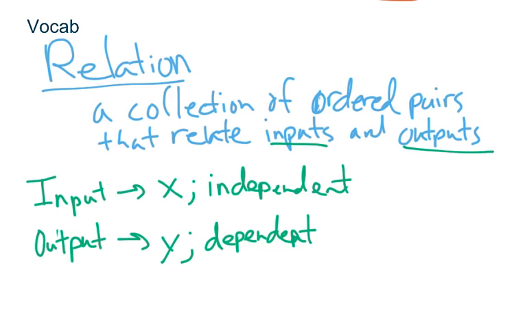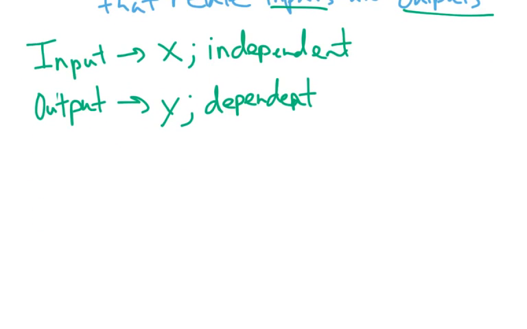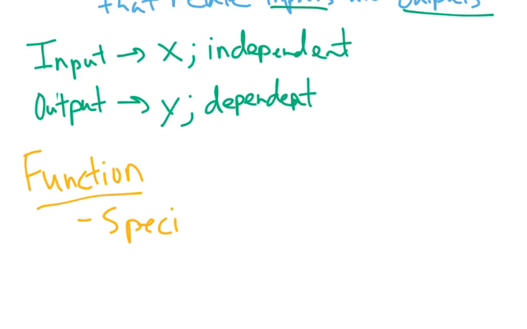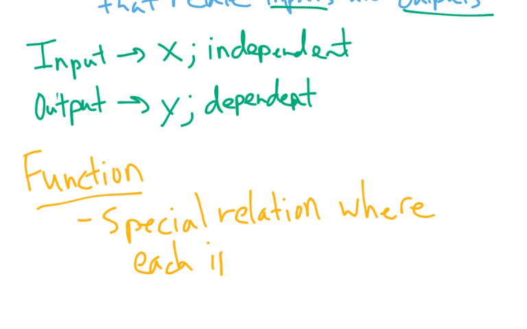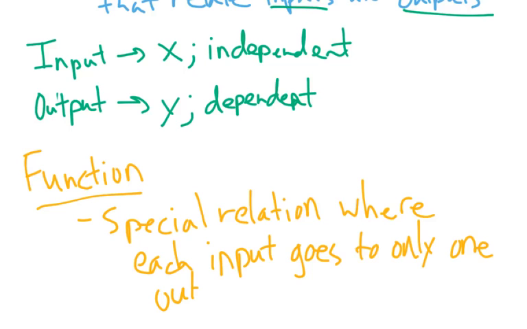Now, relations are everything. Functions are a special kind of relation. And so now we can talk about how we define functions. Functions are special relations where each input goes to only one output. And so that is what a function is.